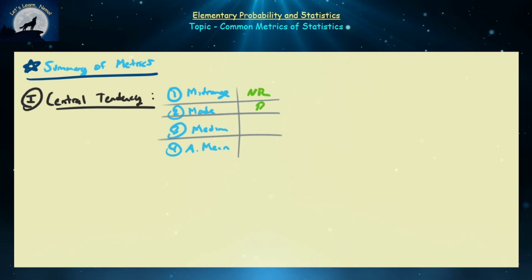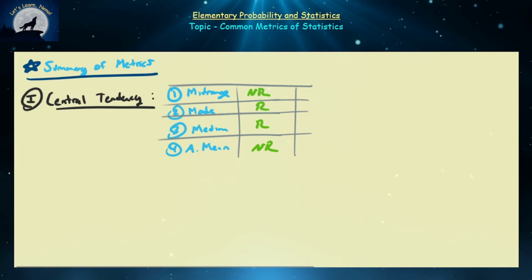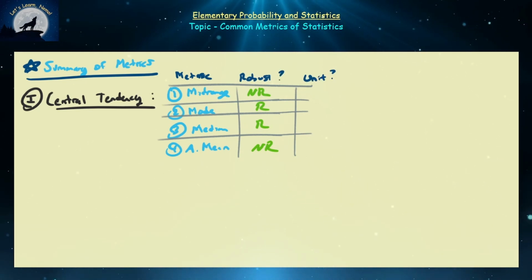Was the mode robust? Yes, but it wasn't really representative of the middle. Was the median robust? Yes, it's a lot more robust than the midrange. And is the arithmetic mean robust? Not really, so we're just going to represent that as NR. Also, in terms of the units, let's actually create some column headers. So this will be our metric, and this is our robust question, and then the units on each of these.